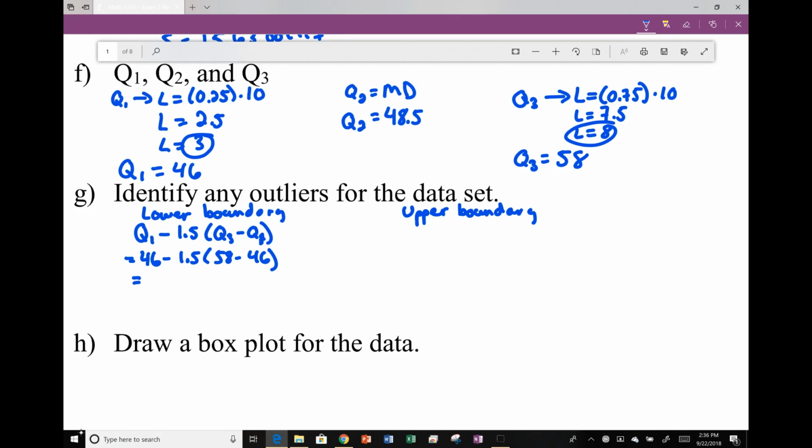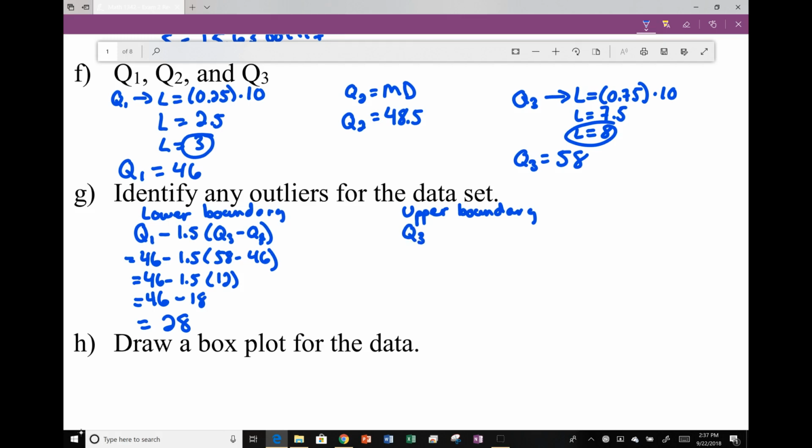Be careful when you're doing this calculation. Make sure that you do the order of operations, which means to find what's inside the parentheses first. So 58 minus 46 gives me 12. Then we're going to do this multiplication. So we get 46 minus 1.5 times 12 gives you an 18. 46 minus 18 is going to give us a 28. Now hold on to that 28. Let's go ahead and find our upper boundary, and then we will look at our data.